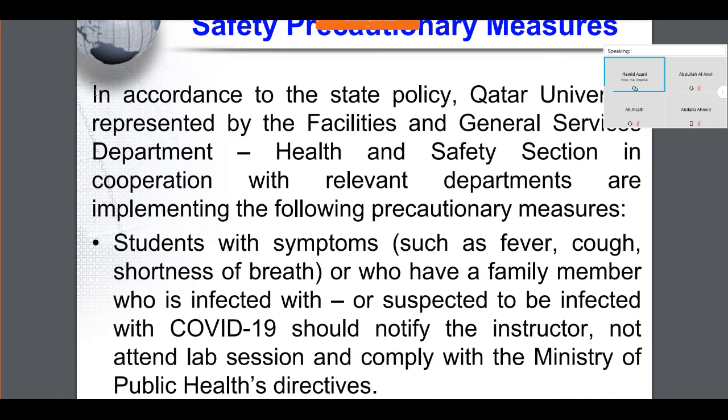in Qatar University. So, according to the policies of the state of Qatar and the university also, students should not come if they have these symptoms: fever, cough, or shortness of breath, something like that. So please, if you have any symptoms, try to isolate yourself and don't come to the lab.